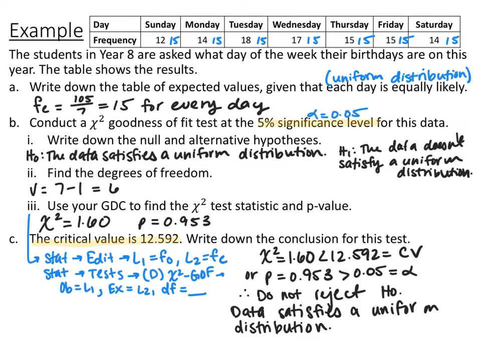accept our null hypothesis. So basically what that means is that our data satisfies a uniform distribution. With the information given, we can assume that it's close enough to a uniform distribution. So this is basically saying that the probability of this data being a uniform distribution is 95%. So that's pretty high.